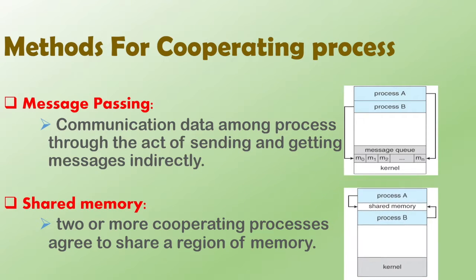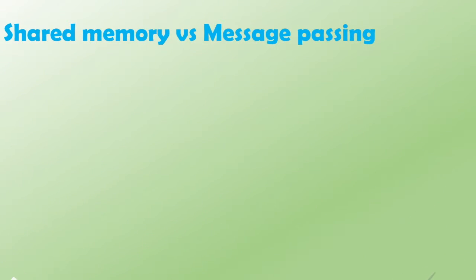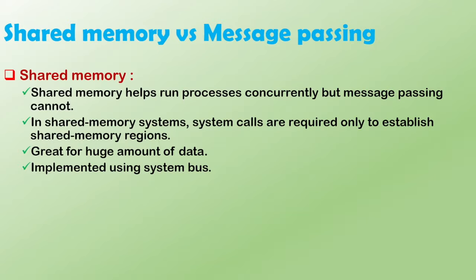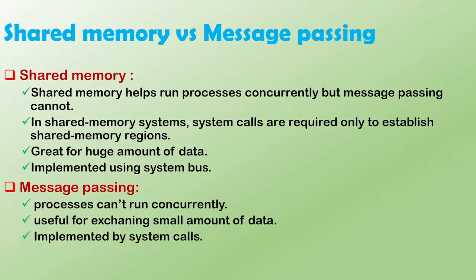It's when two or more cooperating processes agree to share a region of memory. The processes can then exchange information by reading and writing data to the shared region. Shared memory has some advantages over message passing. For example, shared memory has processes executing concurrently, needs only one system call, and it can share huge amounts of data, while message passing is said to have better performance with multiple processing cores.